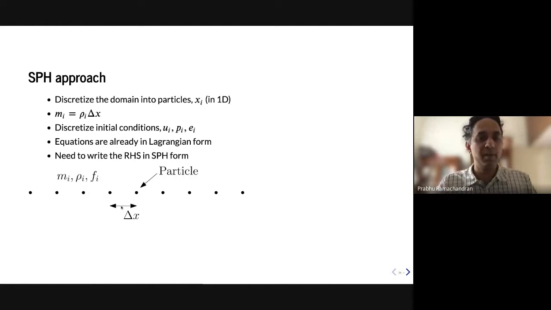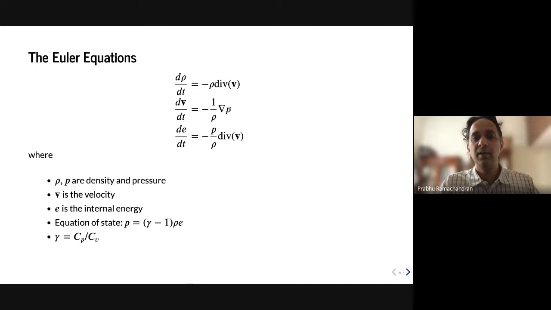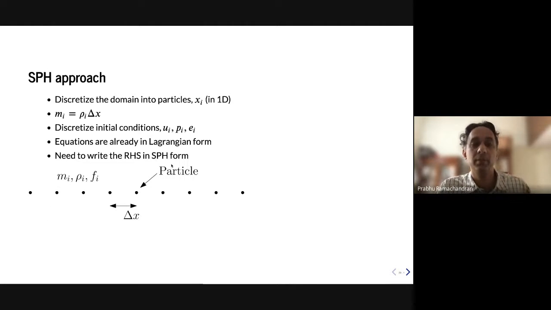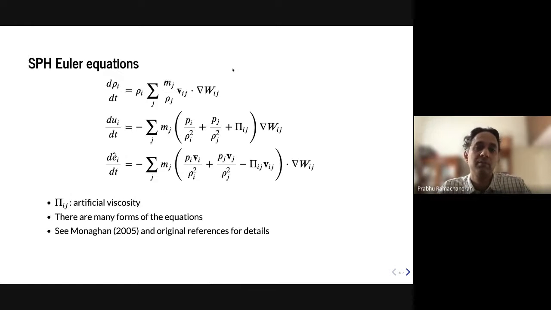So essentially you have these particles. These particles are moving in time. You track their position by simply using dx by dt is equal to v. And now you have a bunch of ordinary differential equations. The only thing we need to do is write these right-hand sides in an SPH form. Okay, which is what we come to.